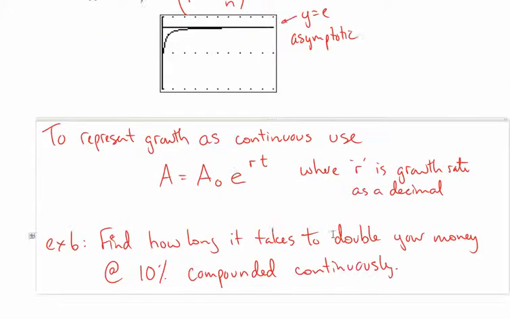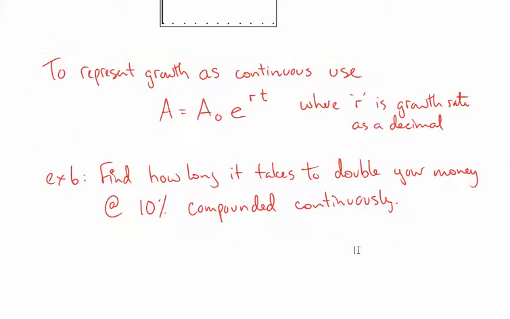So, let me just do an example of this to represent continuous growth. Base of e now, not 1 plus something. R is where you put the growth rate in as a decimal, and A and A naught are same as before. So, here's a question. How long does it take to double your money at 10% compounded continuously? Pause the video, try the problem, see how you do.